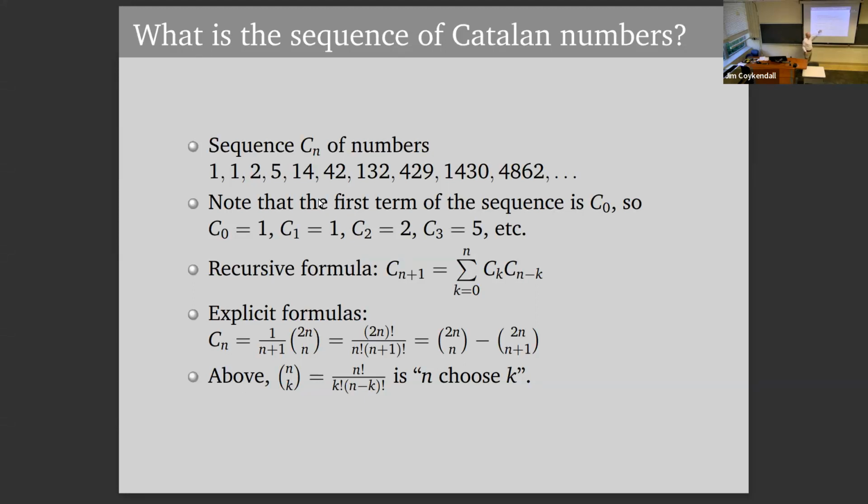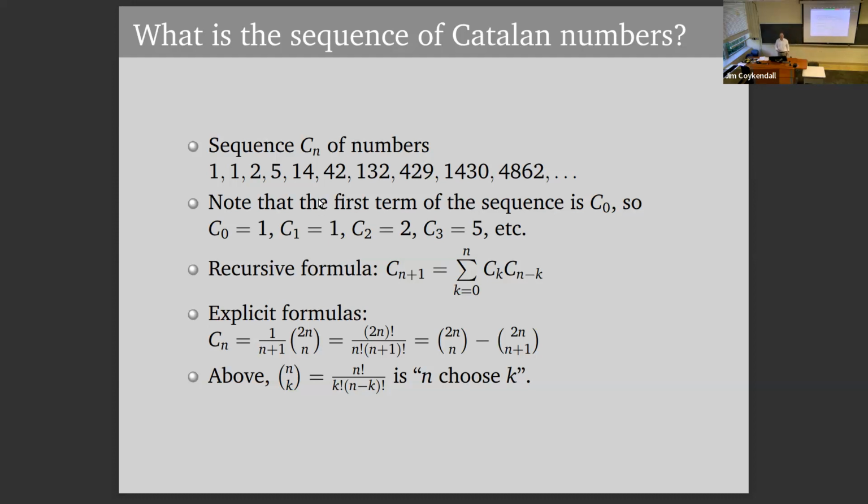So this n choose k is n factorial over k factorial times n minus k factorial, which is just the number of ways to select k things out of n things, an unordered selection. Like if you have a standard deck of 52 cards and you're selecting 5 cards, there are 52 choose 5 ways to do that. So if I take this formula and divide by n+1, I get this, which can also be split up into 2n choose n minus 2n choose n plus 1.